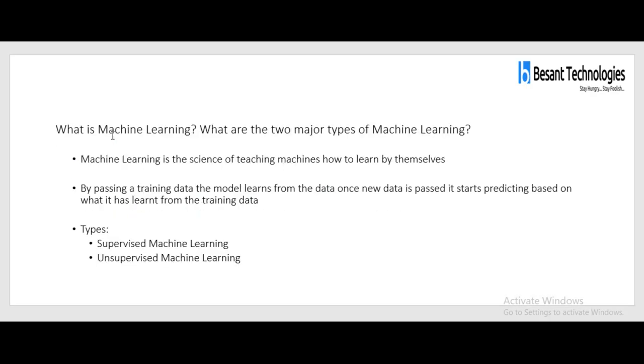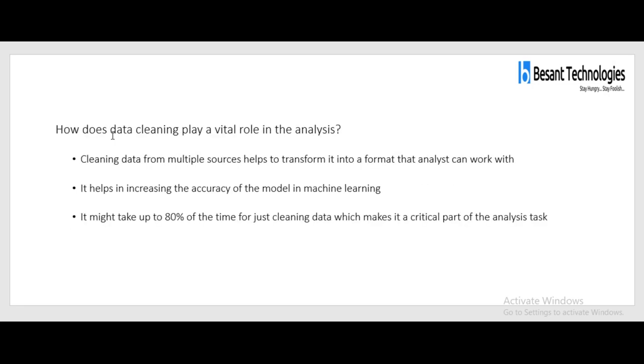What is machine learning? What are the two major types of machine learning? Machine learning is the science of teaching machines how to learn by themselves. By passing training data, the model learns from the data. Once new data is passed to it, it starts predicting based on what it has already learned. There are two major types of machine learning: one is supervised machine learning and another one is unsupervised machine learning.